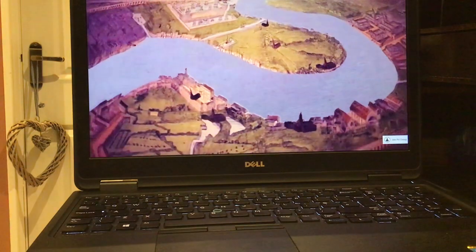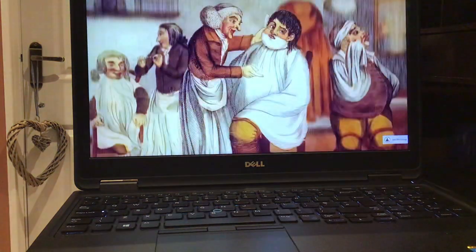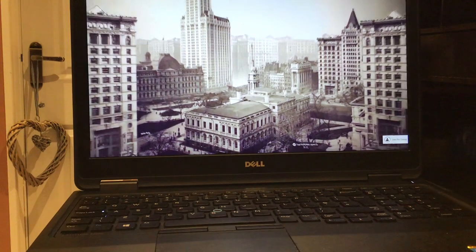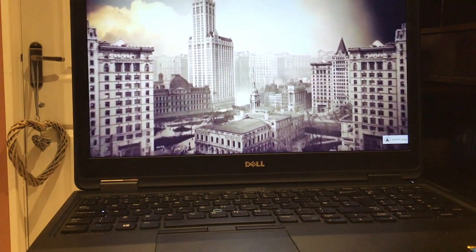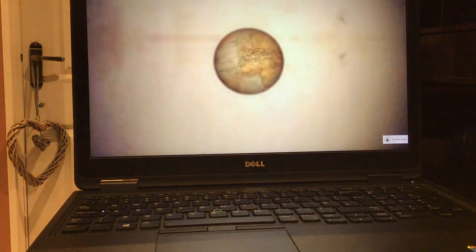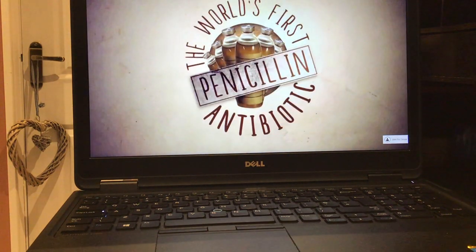Throughout the murky meanders of medical history, millions of people died from infection every year. Even minor infections could become fatal. In the 20th century, that started to change, with the groundbreaking work of 3 medical superstars, Fleming, Florey and Chain, who were responsible for developing the world's first antibiotic, penicillin.